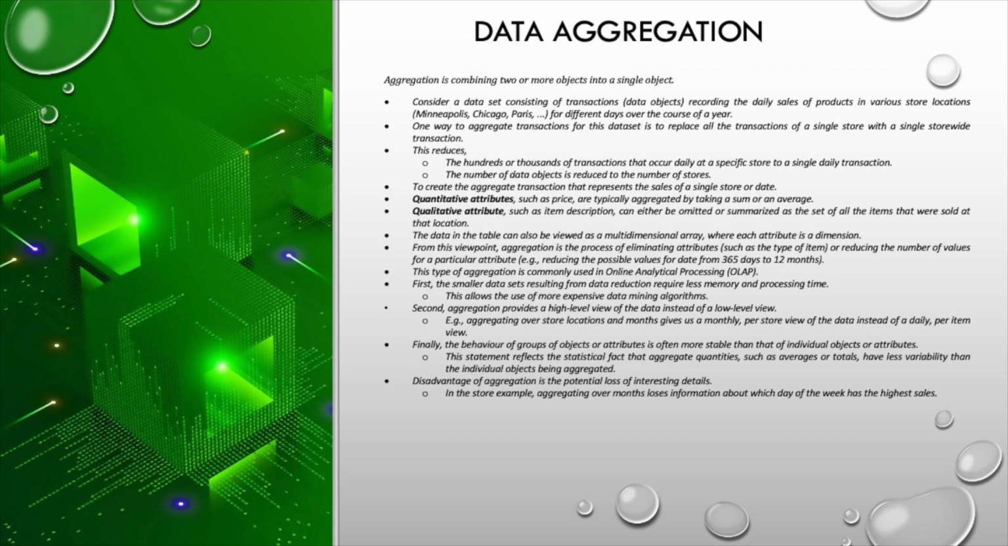Finally, the behavior of groups of objects or attributes is often more stable than that of individual objects or attributes. This statement reflects the statistical fact that aggregate quantities, such as averages or totals, have less variability than the individual objects being aggregated. The disadvantage of aggregation is the potential loss of interesting details. In the store example, aggregating over months loses information about which day of the week has the highest sales.